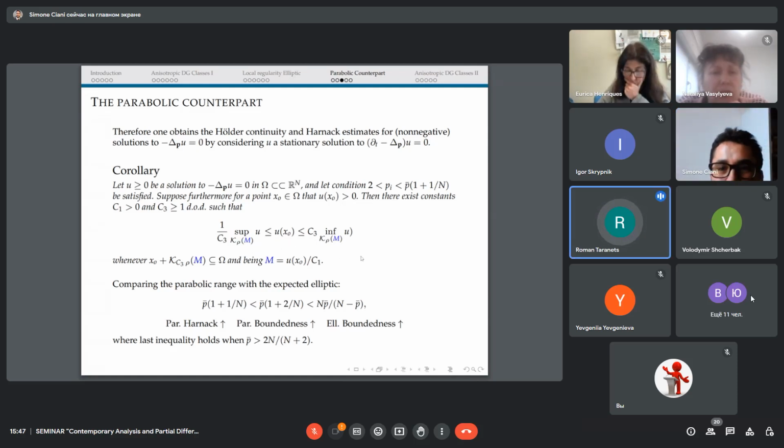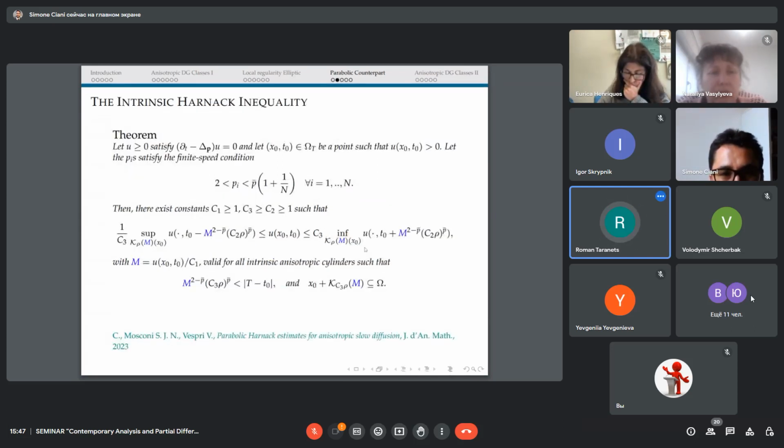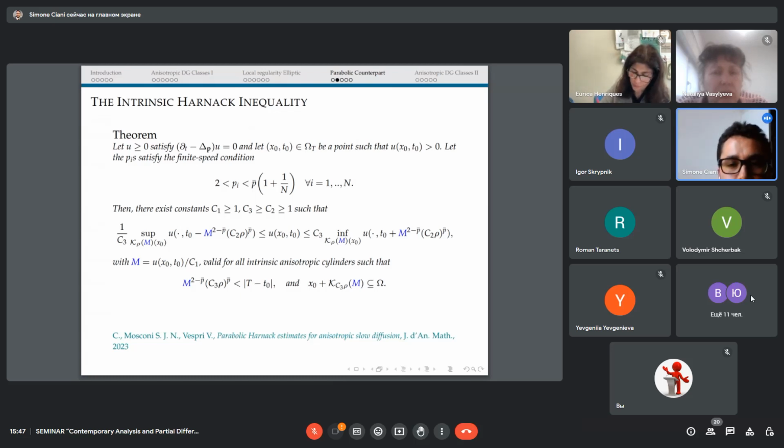Simone, excuse me. In the previous theorem, you proved finite speed of propagation, or you state finite speed? The finite speed of propagation here is proved by Mosconi, Gamze, and Vespri. It's already proved. You used their results, yeah?